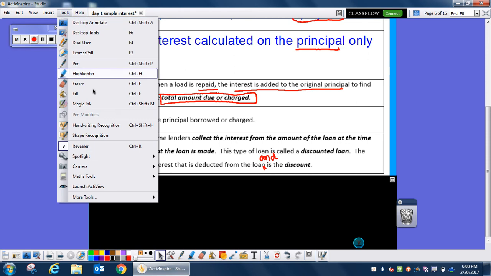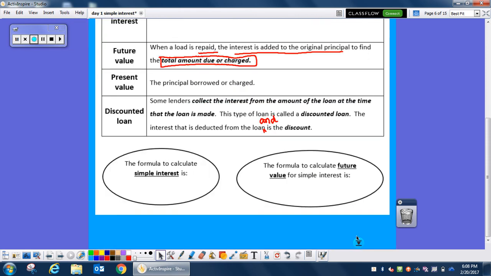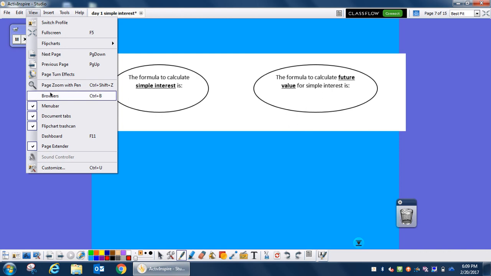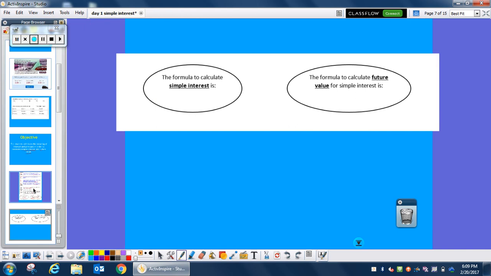So the two formulas you're going to need to know for this unit are simple interest, which is I equals principal times rate times time, and future value, which is represented by A equals principal times 1 plus the rate times T. Okay? So those are going to be very handy formulas. So what I'm going to do is go through an example of each problem you're going to see.